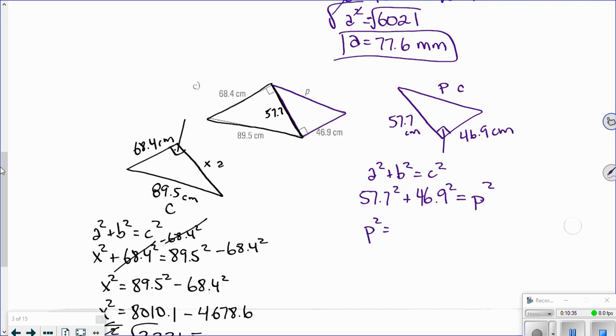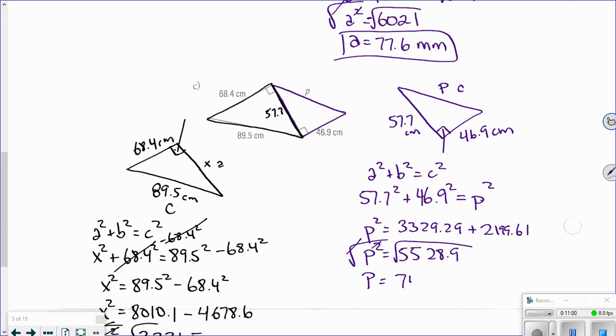So p squared equals 3329.29 plus 2199.61, or p squared equals 5528.9. Square root of both sides is my last step. So p equals 74.4 centimeters. That's my final answer.